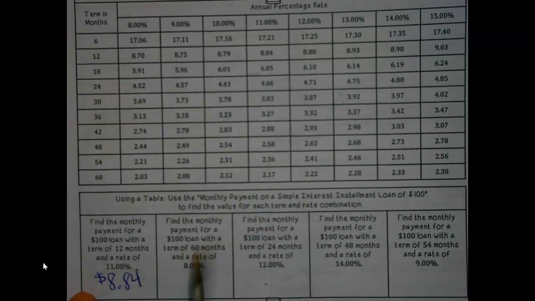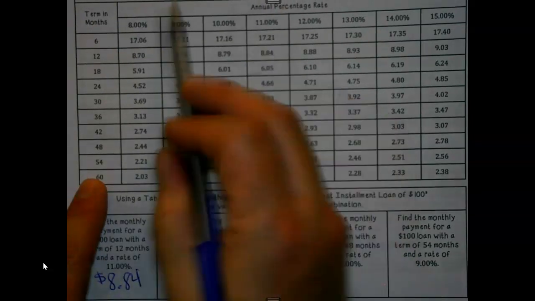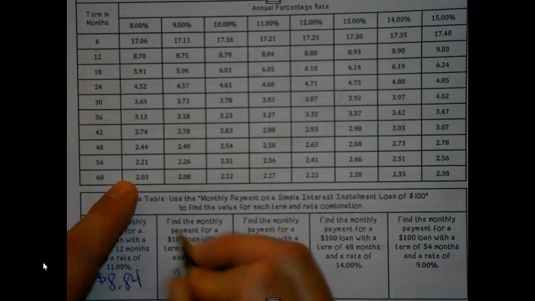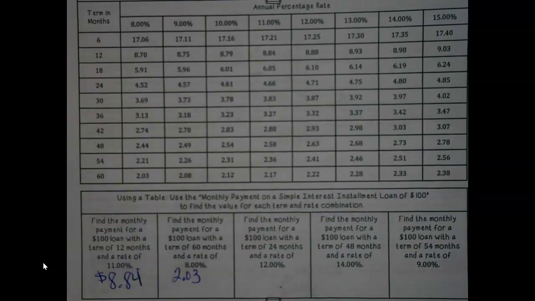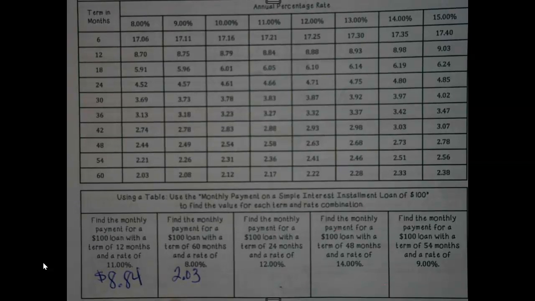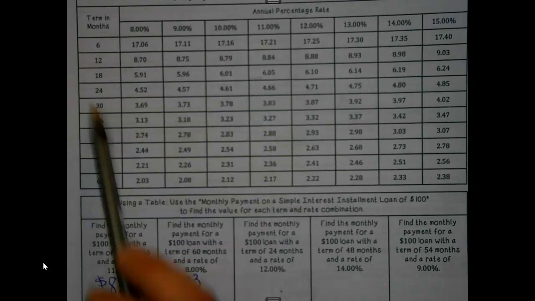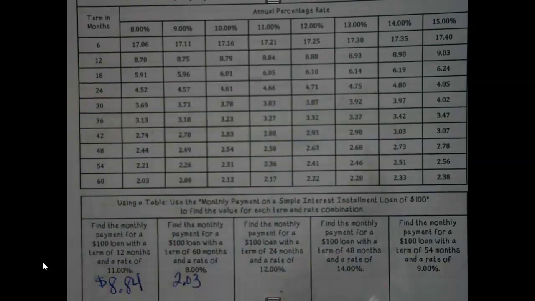Okay, 60 months, 8%. I think I just figured it out. One more, and then I think I have a way that I might be able to explain this better. All right, $100 loan, 24 months, rate of 12%.